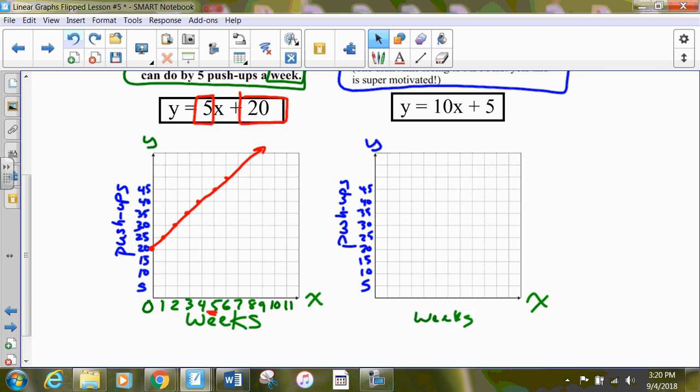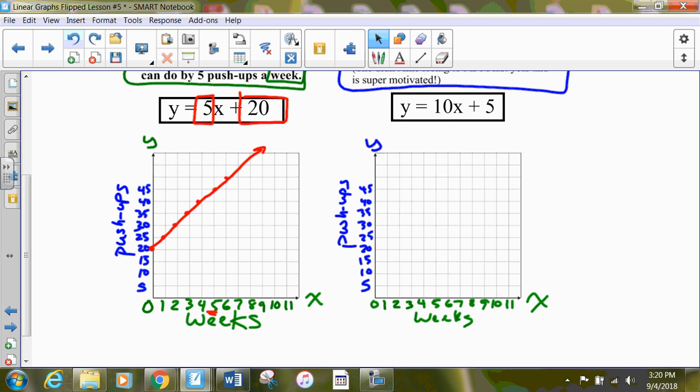And let's do our weeks. We're going to keep the weeks like this. Is it okay to be jumping? Our weeks are only going up by 1 each time, and our push-ups are jumping by 5s. Is that okay? Absolutely. You'll see it all the time when you look at graphs.